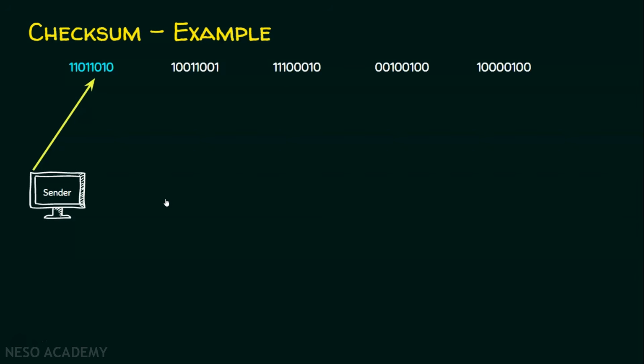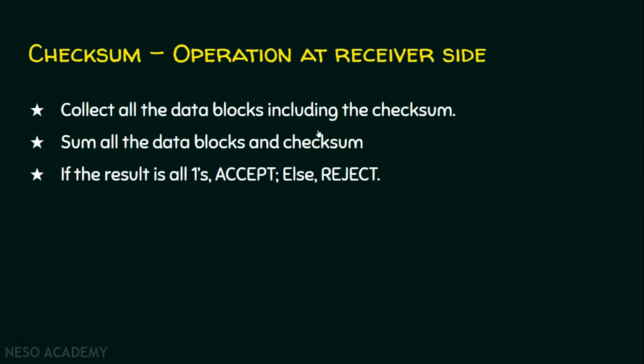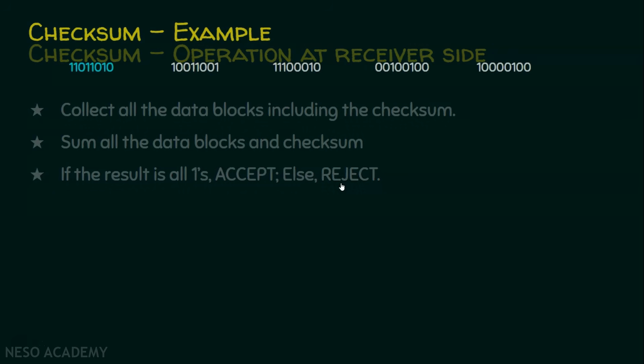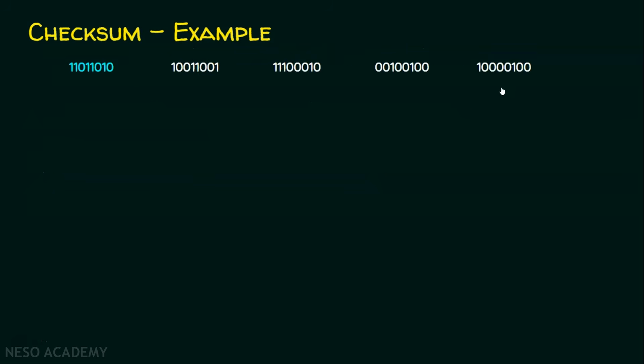Now it is the responsibility of the receiver to know whether there are errors or not. Now comes the receiver's turn. What receiver does? It collects all the data blocks including the checksum and the receiver sums all the data blocks and the checksum, and if the result is all ones, it accepts. Otherwise, it rejects. Let's see it with the same example. This is the data block that the sender has sent. Let's assume that the receiver is receiving the same data block without errors.